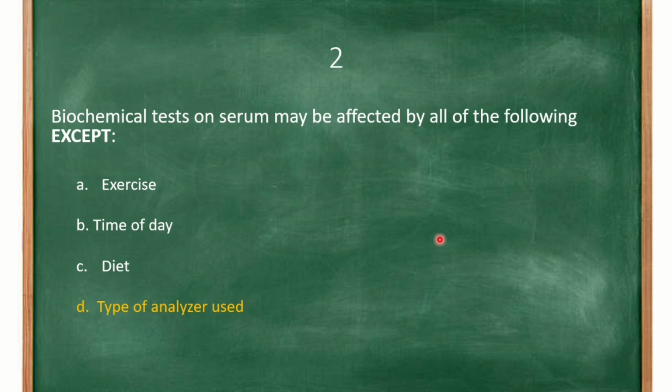Then the type of analyzer used. This might not affect the biochemistry of the serum itself. The serum itself might not be altered, even though you might have some slight alteration in precision and accuracy of the results, but the actual biochemical composition of the serum will not be affected directly. So based on this, the answer for question 2 is D, the type of analyzer used.